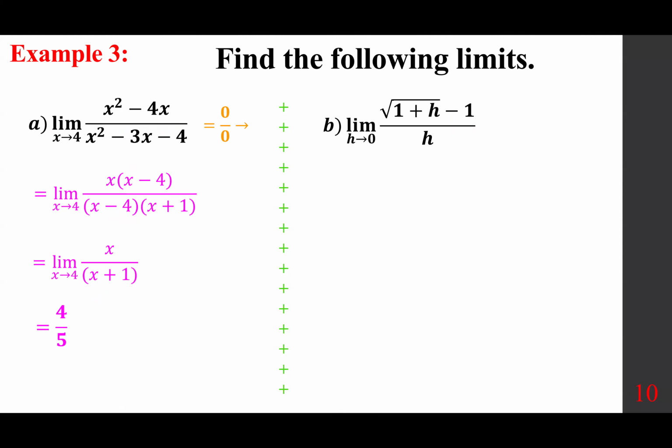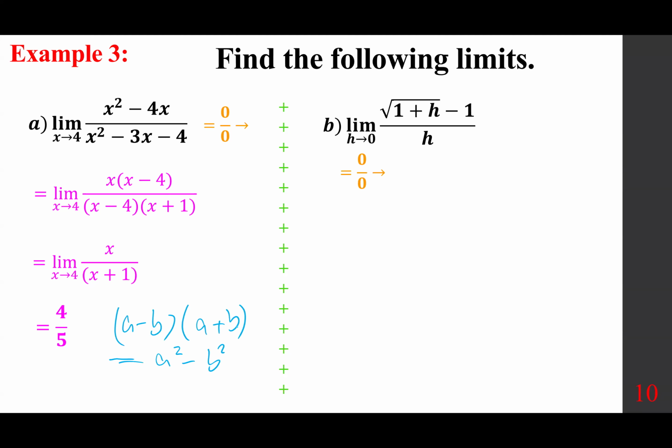Now, the limit of square root of 1 plus h minus 1 over h as h approaches 0, the same thing. If you plug in, you get 0 over 0. Because we are dealing with a square root, the technique is to multiply by the conjugate of the numerator. The conjugate of a minus b is a plus b, and their product is a squared minus b squared.